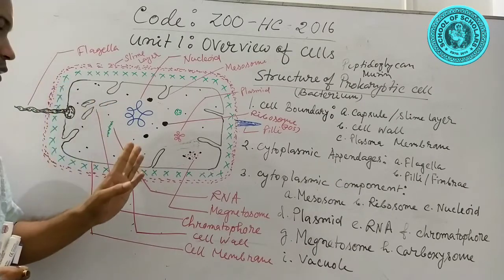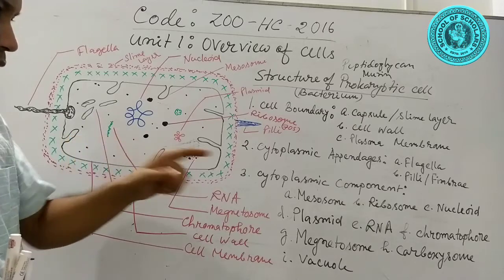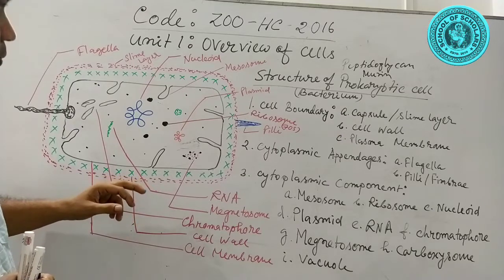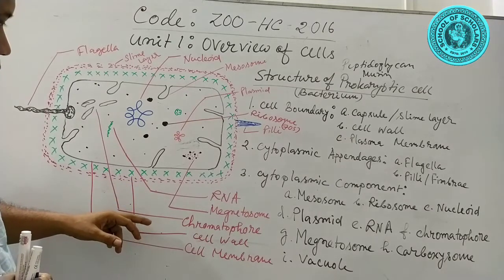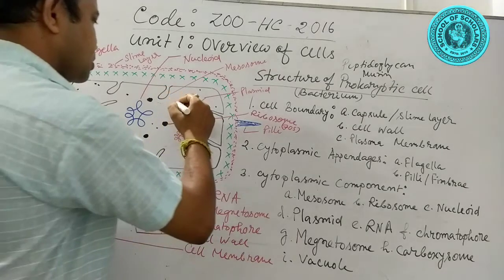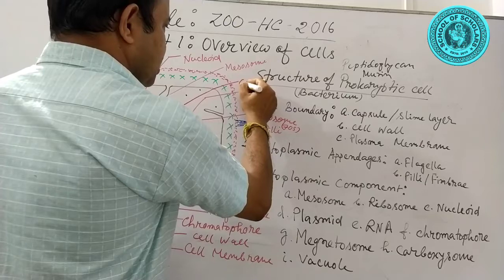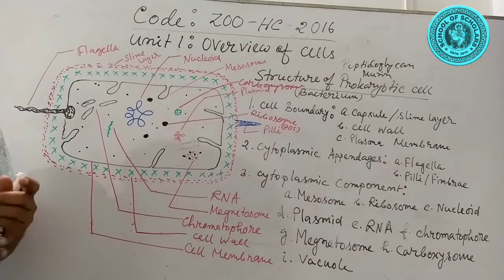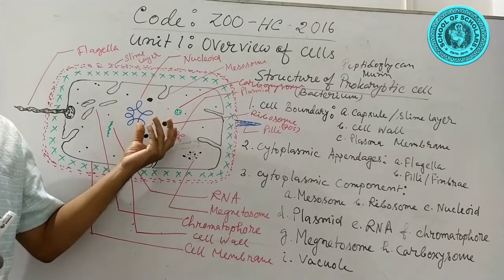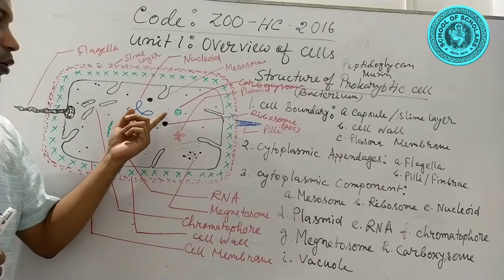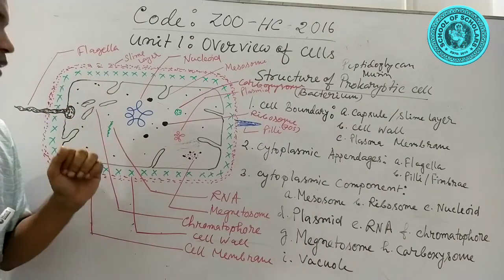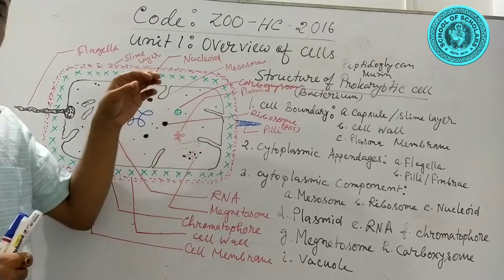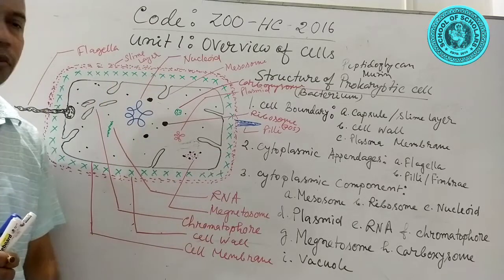And like this structure, another structure is carboxysome. This is carboxysome. Carboxysome is also a sac-like structure, and it contains the enzyme RuBP carboxylase for carbon dioxide fixation in photosynthetic bacteria. This structure is also present only in photosynthetic bacteria, not in all kinds of bacteria.